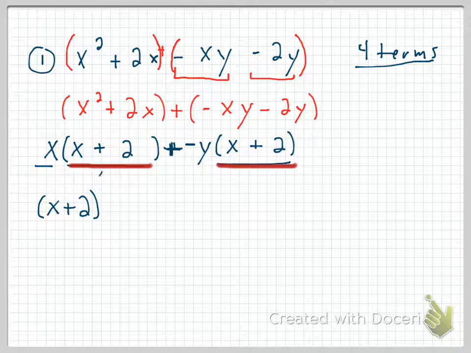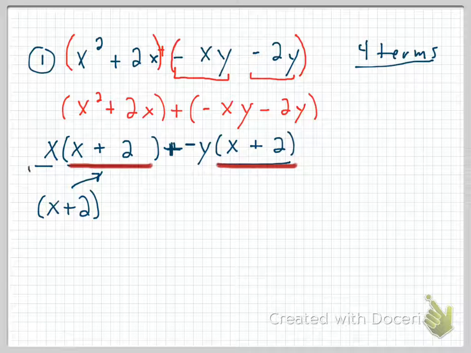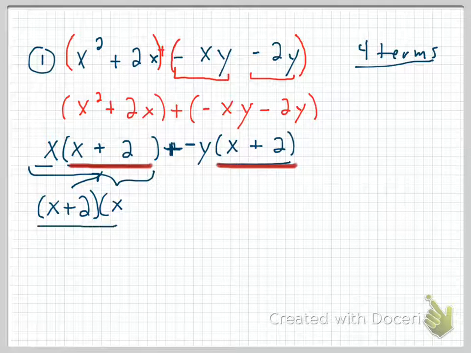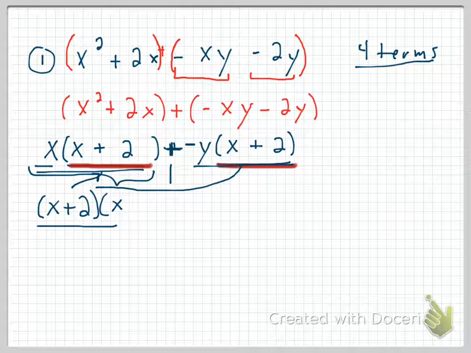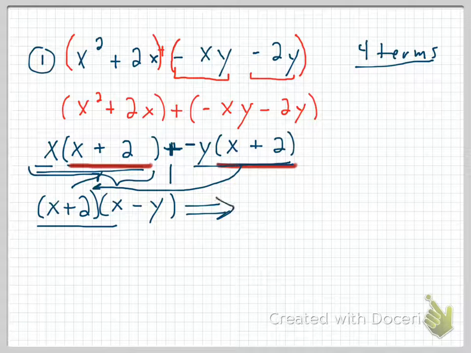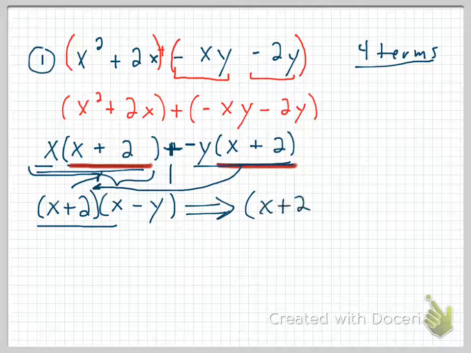So I've brought this out front, and that leaves me in this entire term with an x. So right now this little expression I've written is x plus 2 times x, which is what we started with. Then I've got this plus a negative y times x plus 2. So I pull this x plus 2 out front, right out here, and that gives me a negative y or plus a negative y. And so my final answer is x plus 2 times x minus y.